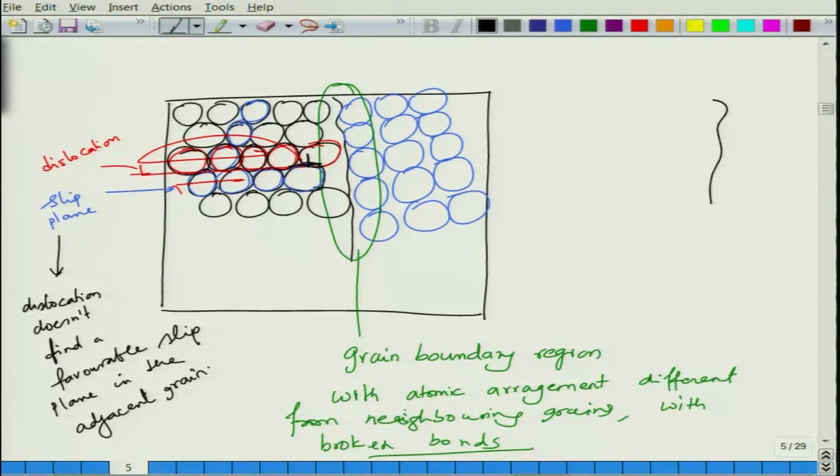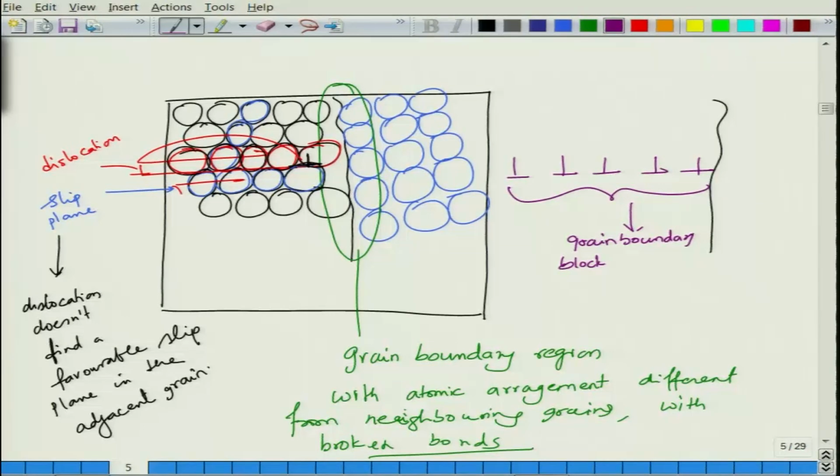So, if you have this as a grain boundary, you will have one dislocation getting stuck here, and all the dislocations which are following this are going to get stuck. So, this leads to, basically you can say the grain boundary blocks the dislocation and then it causes dislocation, let us say, pile up. So, this is the dislocation pile up that is going to happen.